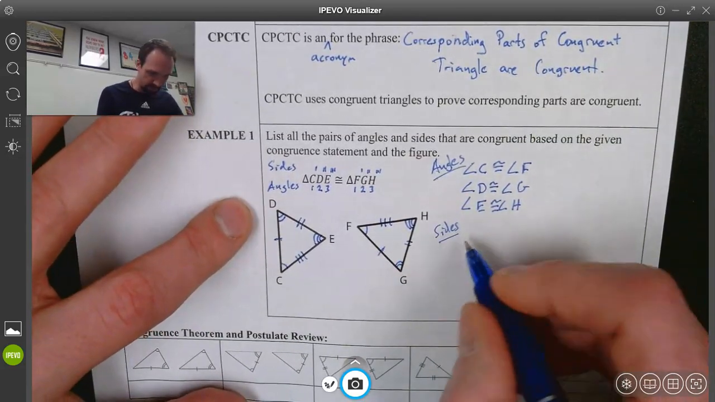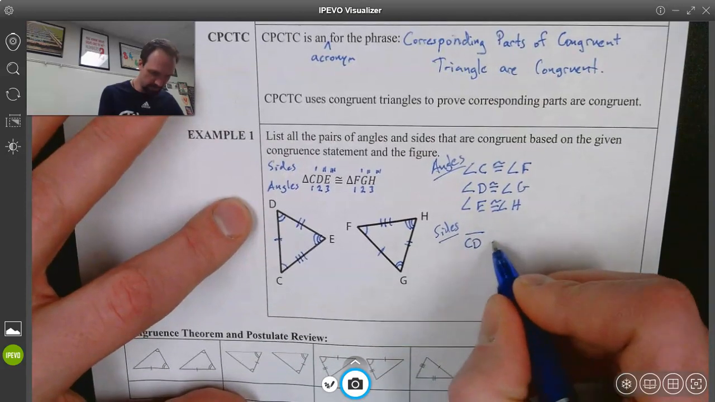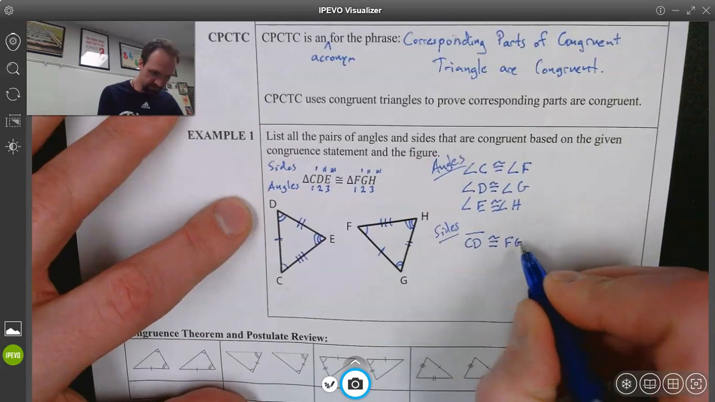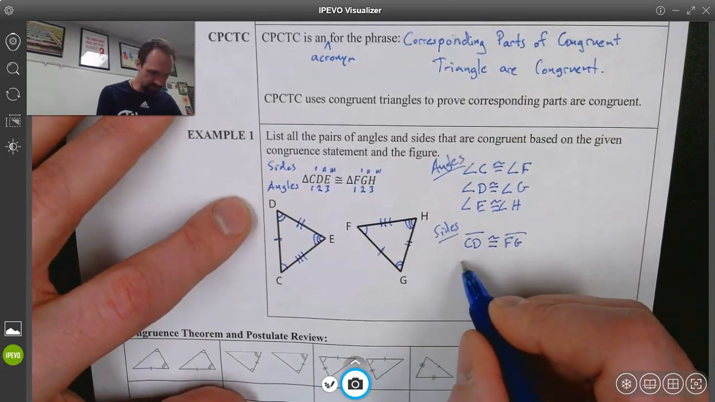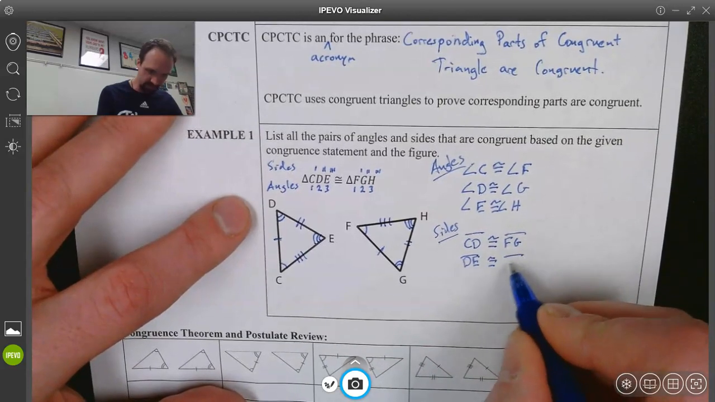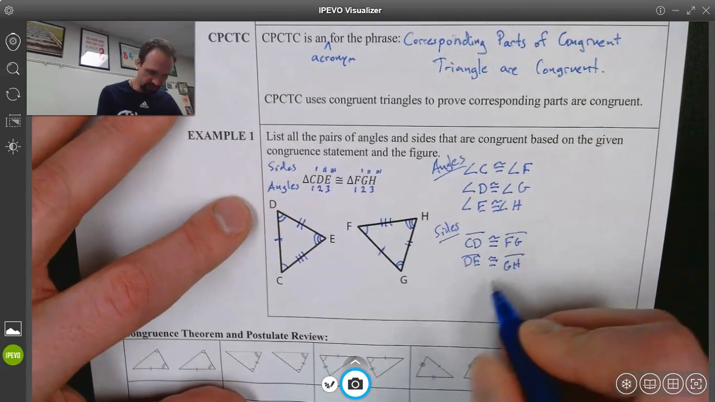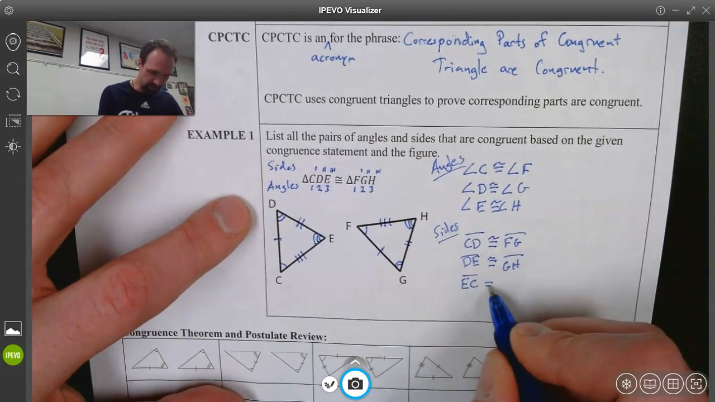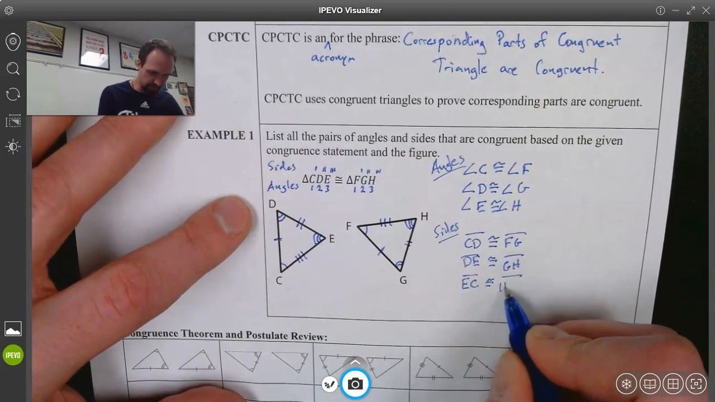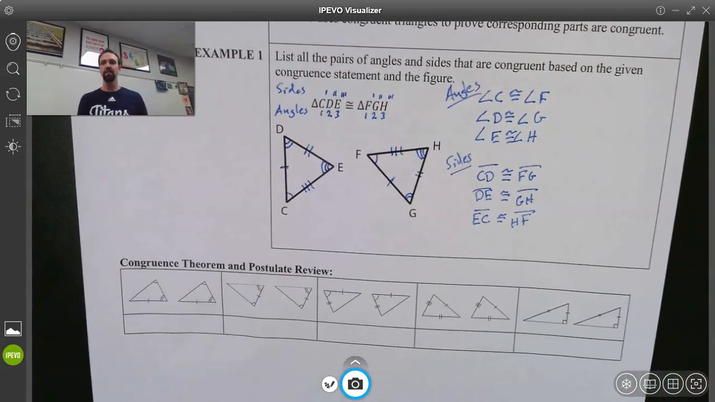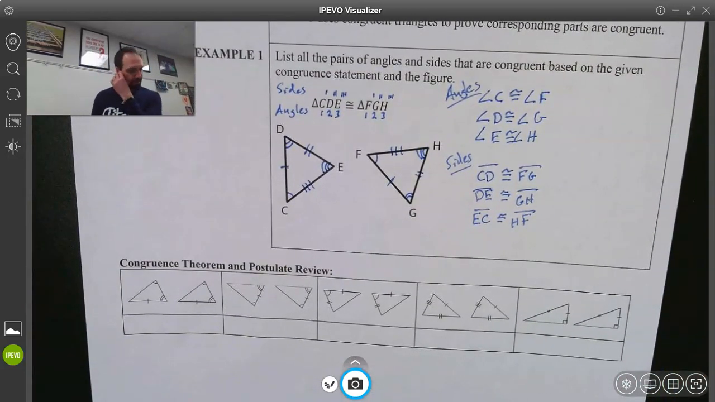So let's start with CD. Segment CD is congruent to segment FG. Segment DE is congruent to segment GH, and segment EC is congruent to segment HF. They're the sides.